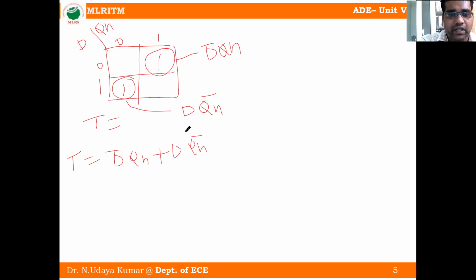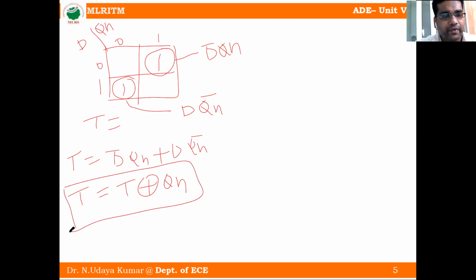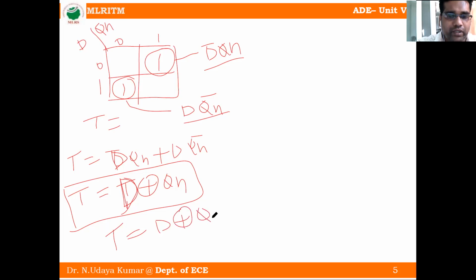It looks like XOR. This is the expression for T, where T is D XOR Qn, that is D Qn bar plus D bar Qn. So this is the XOR gate. Okay, so repeat, T is equal to D XOR Qn.